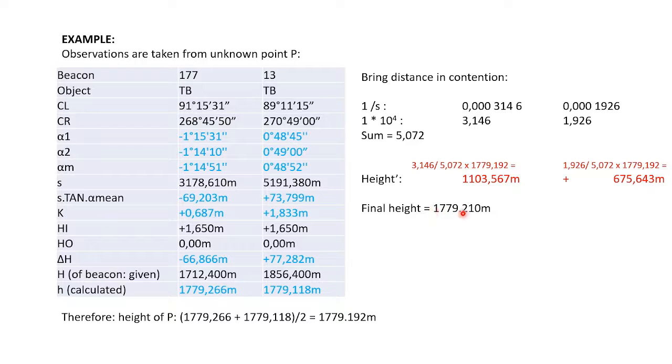Now note that this final height has become closer to this calculated H value than to this one. So it's increased in value from here. And the reason why that's a good thing is because that means that it's closer to the one that is close to us and further from the one that is further from us. And that's why we do it like that.